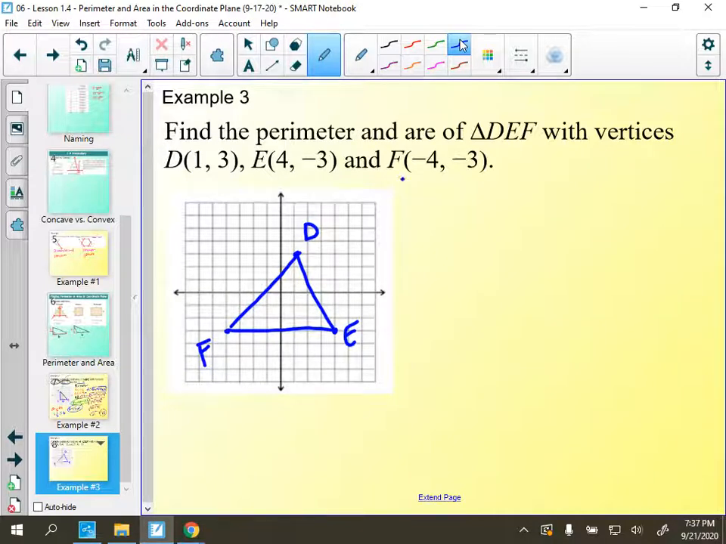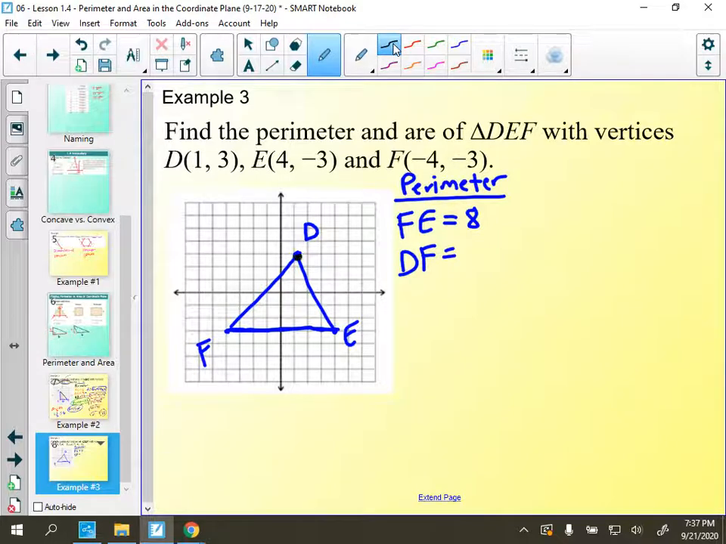I think the quickest one here, let's set up our perimeter section. Perimeter, FE is probably the quick one, right? It's a horizontal line where we can count 1, 2, 3, 4, 5, 6, 7, 8. So 8 units long on FE. We're going to have to work though for DF. Let's do our distance formula right away for that one.